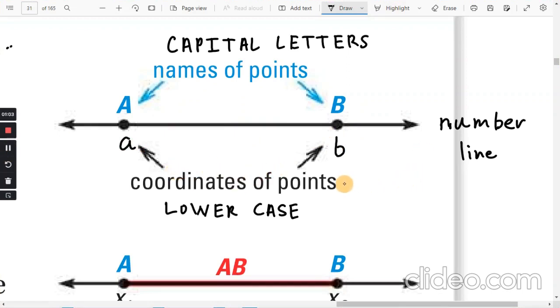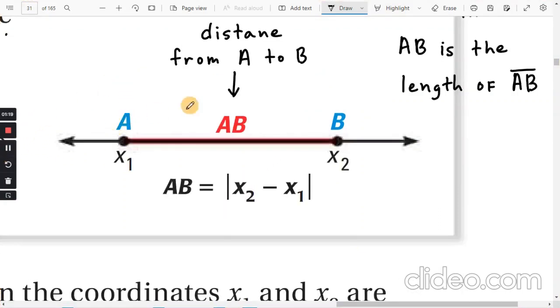Okay, and the coordinates will be the number that is associated with that point, because like we said, this line here is a number line. So again, we have points A and B on the number line. Okay, and if you see AB with no bar on top, that represents the distance from A to B. In other words, if you see AB with no bar on top, AB is the length of line segment AB.